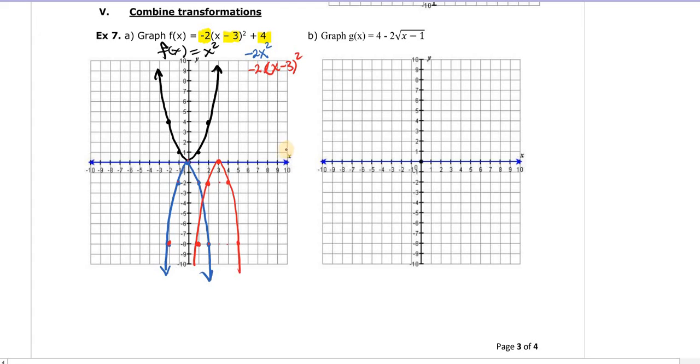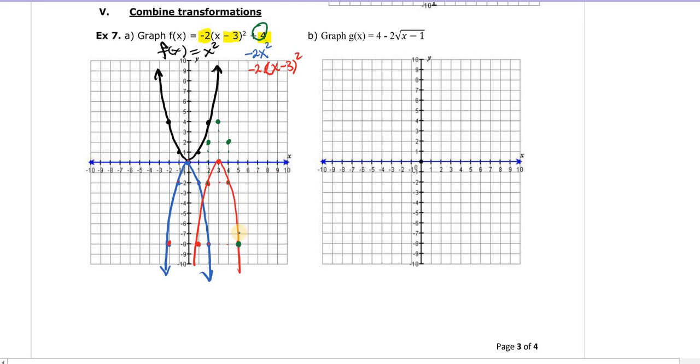The last transformation is moving the function up 4 units. So if this point, 3 and 0, moves up 4 units, it's going to become 3 and 4. If this point moves up 4 units, it's going to become 4 and 2. If this point moves up 4 units, it's going to become 2 and 2.